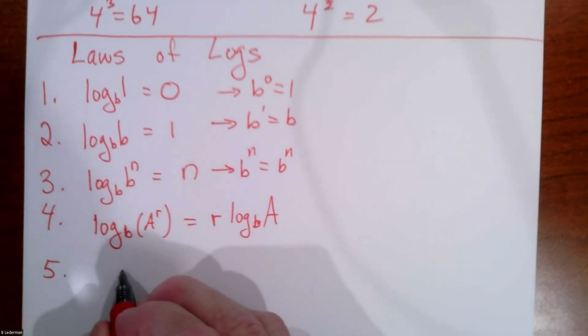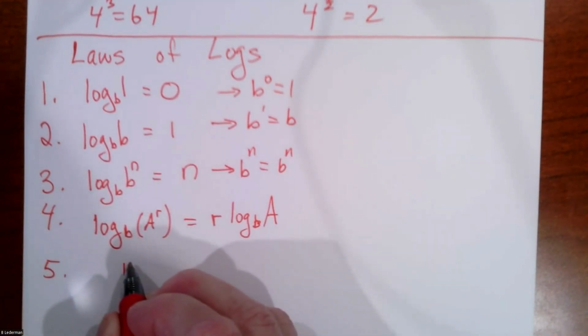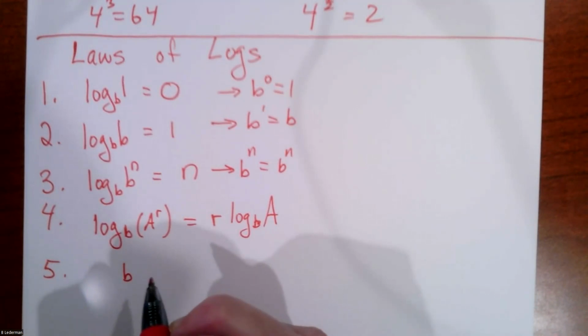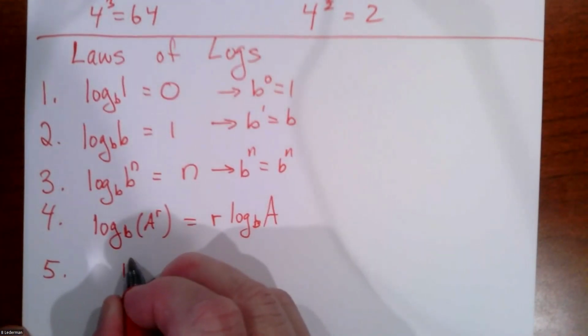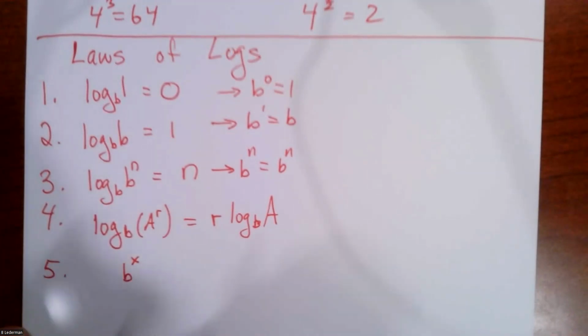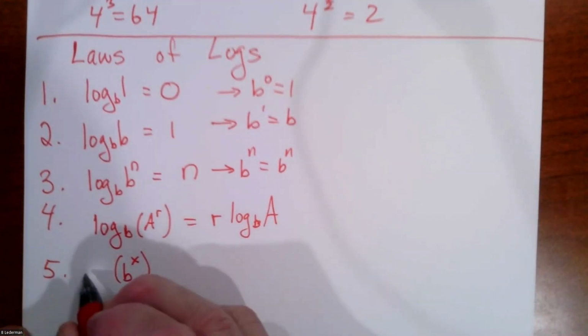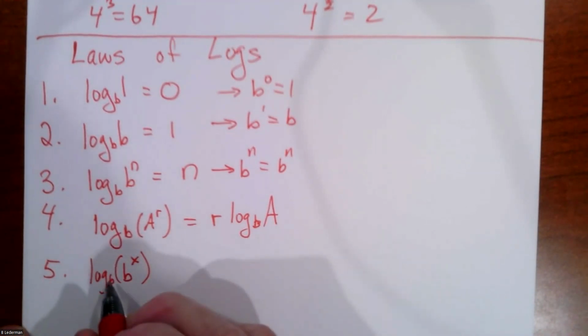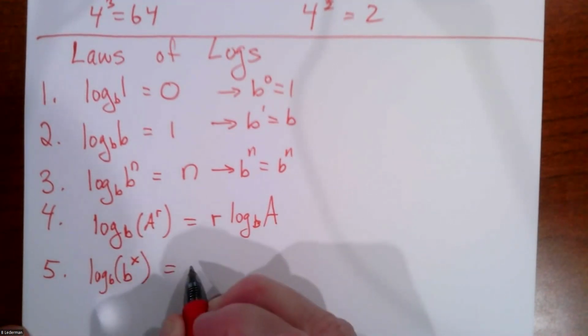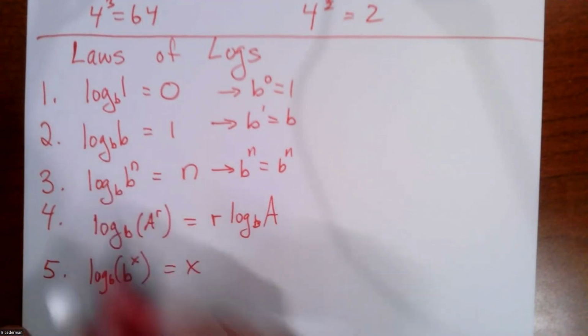So if I take a number x and I exponentiate it, meaning I raise it to some power, and then I take the log base b of this same number, I get x. In fact, I saw that in rule 3.